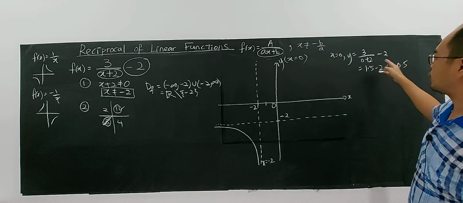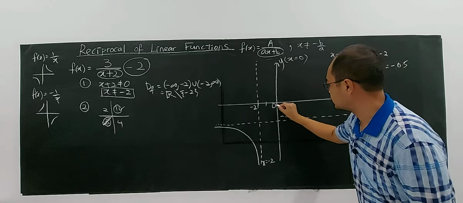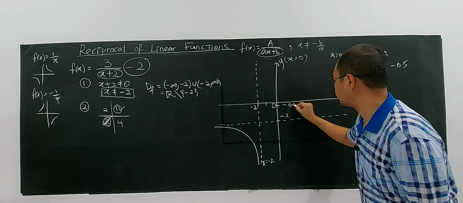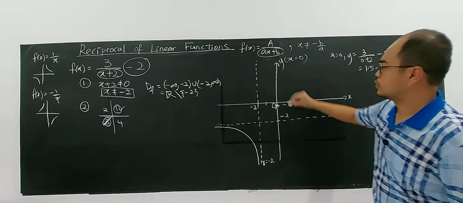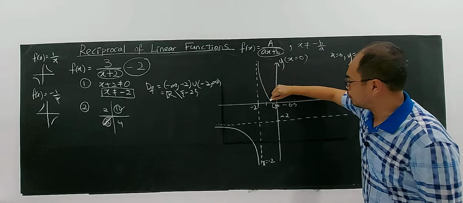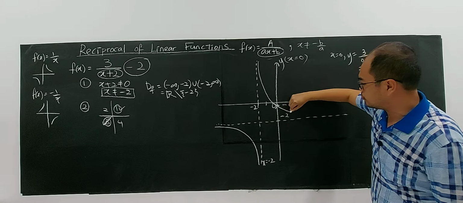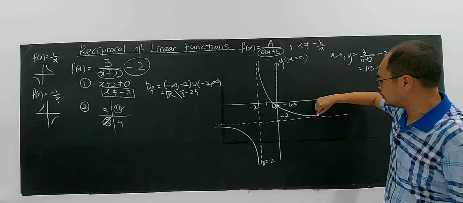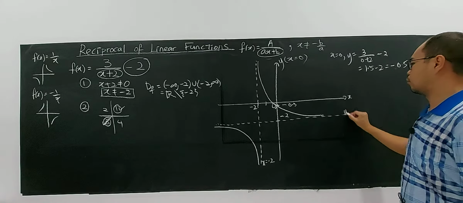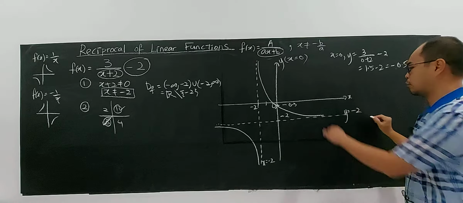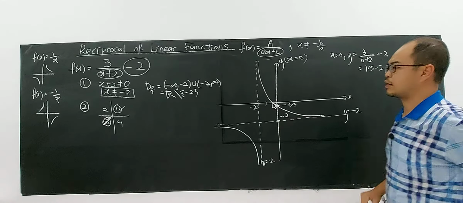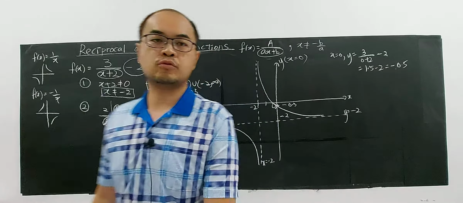Now I know that the y-intercept is at negative 0.5, so the graph will intercept here. The graph goes down, intercepts at negative 0.5, and gets nearer to the line y equals negative 2, but won't touch the line y equals negative 2.